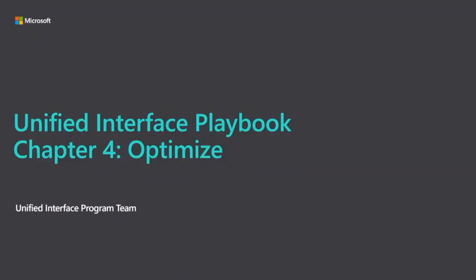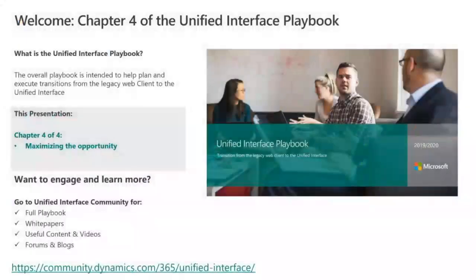My name is Mohammed Mahmoud. I'm a senior solutions architect with Dynamics 365 FastTrack team. And today we're going to talk about the last chapter, chapter 4, Optimize of the Unified Interface Playbook.